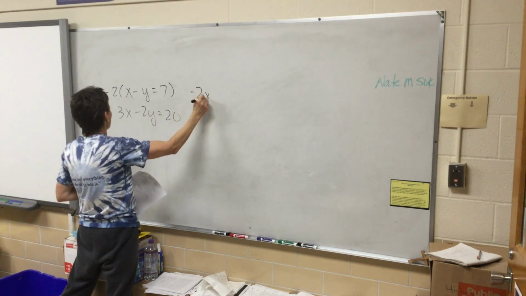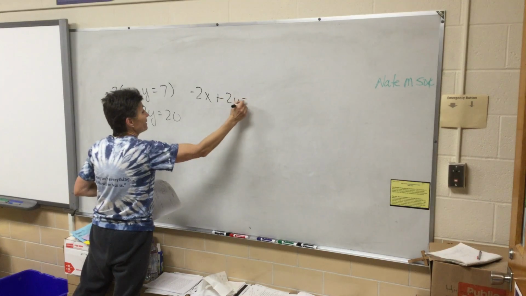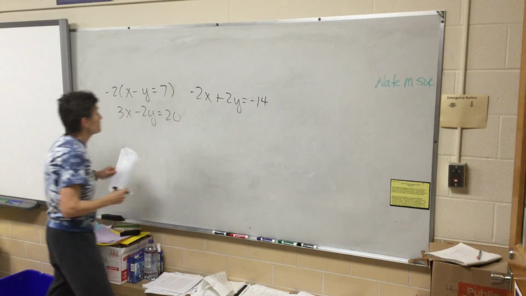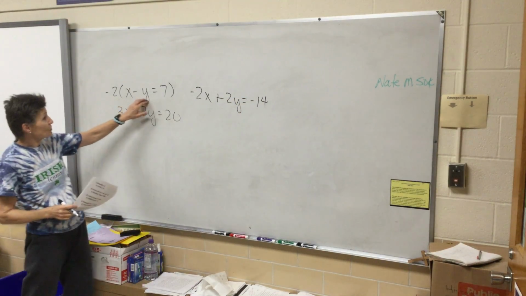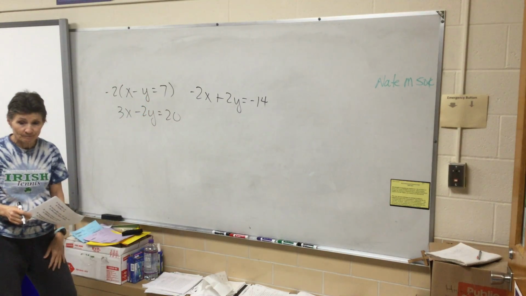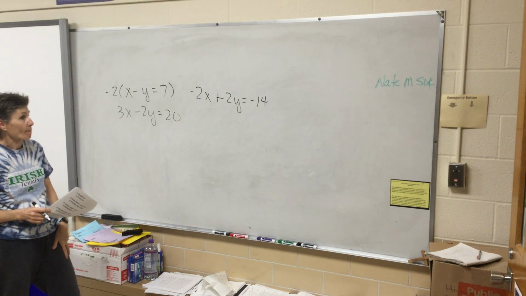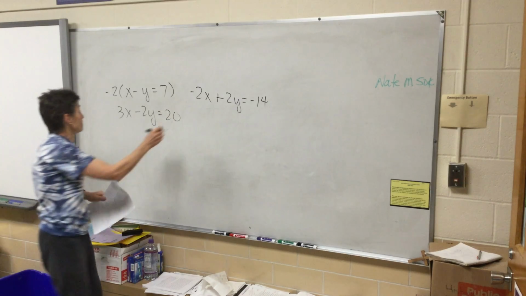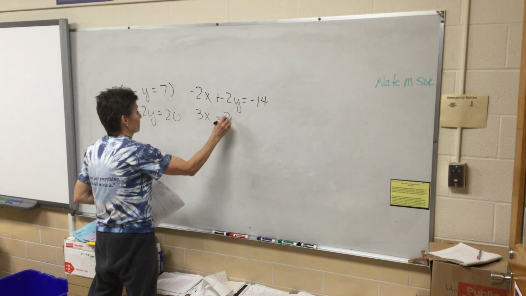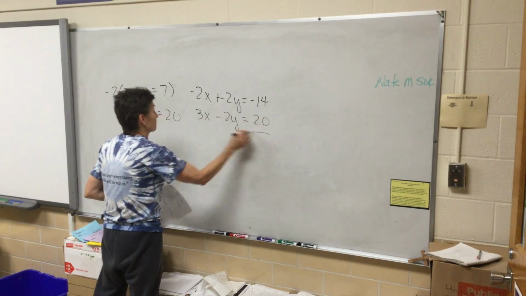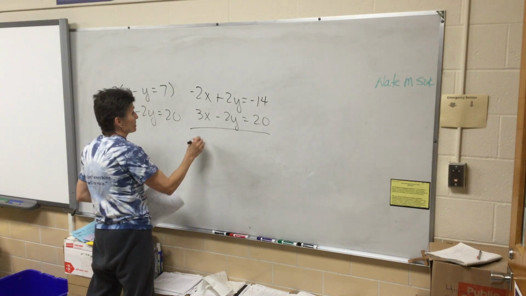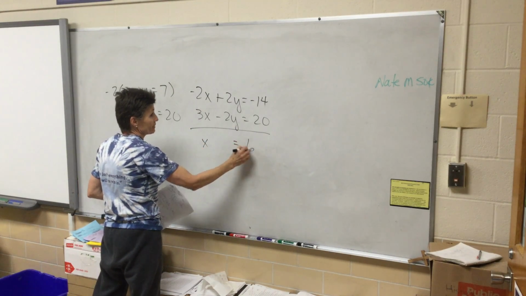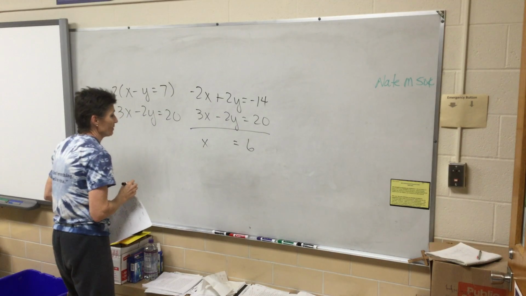So negative 2x plus 2y equals negative 14. You're multiplying by negative 2 across the whole equation. All right? X equals 6. So x equals 6, you said? Yeah. I think you're right.